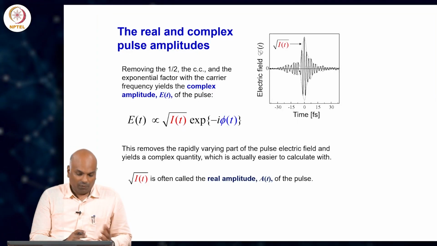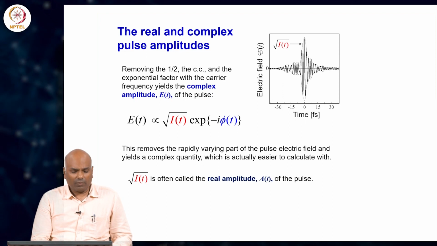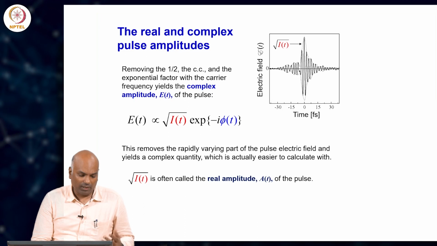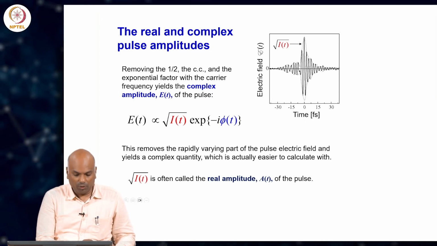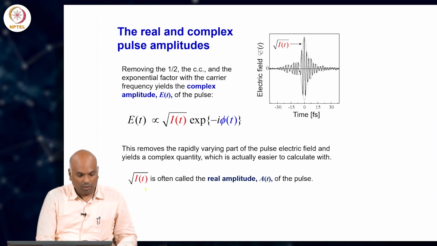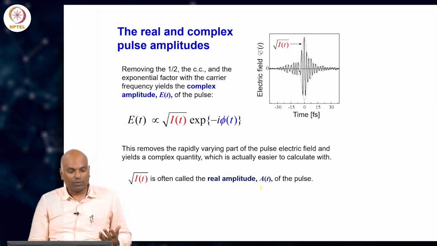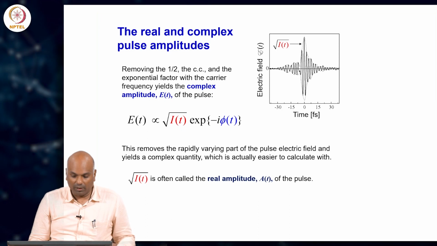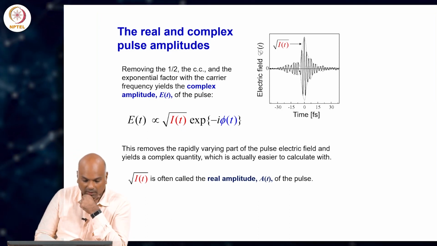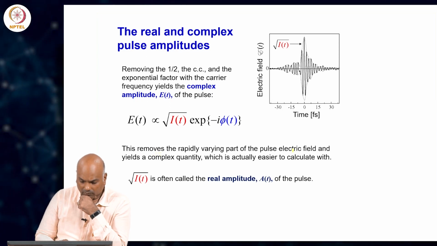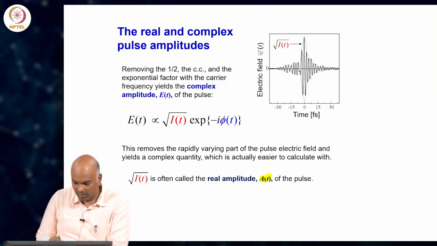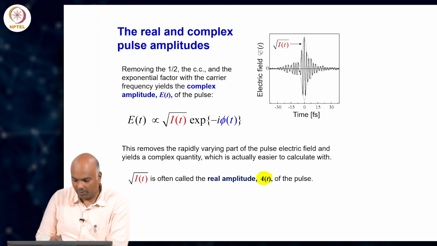Now, of course, we can go back and drop this half and CC and understand for ourselves that we are going to use the complex amplitude for the electric field, although it is a real quantity, right. And then the square root of I(t) is the real amplitude of the pulse, right.